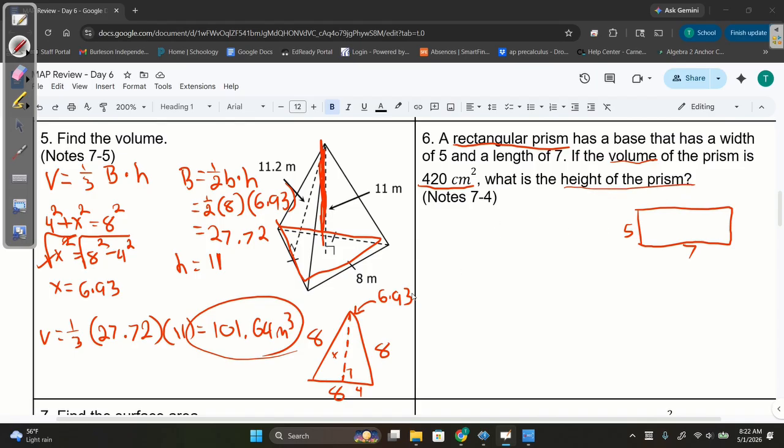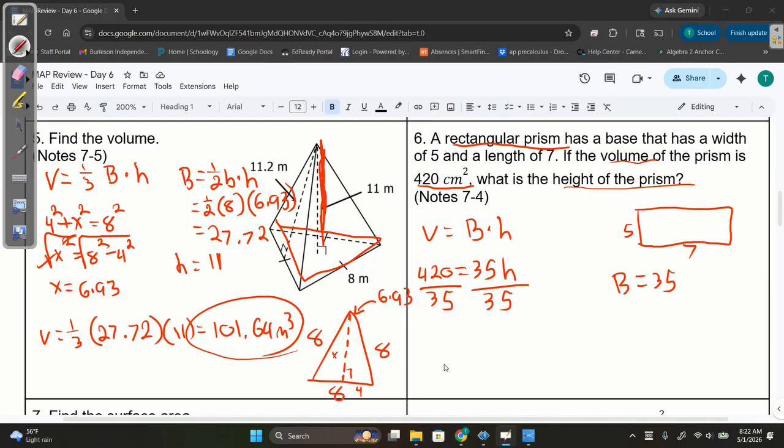Okay, let's reverse engineer this. Volume is area of the base times the height. Well, we can find the area of the base here by doing 5 times 7. And we're told the volume is 420. So I can replace the variables here. The volume is 420, big B is 35, and it wants us to find the height. Well, to get the h by itself, all we've got to do is divide by 35 on each side. And I get 12 equals height.